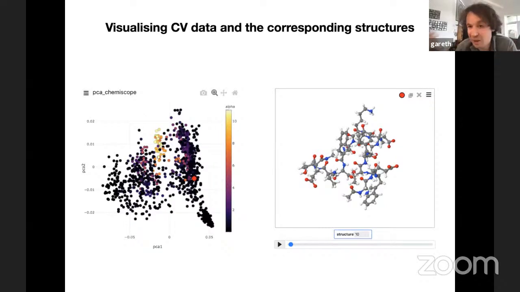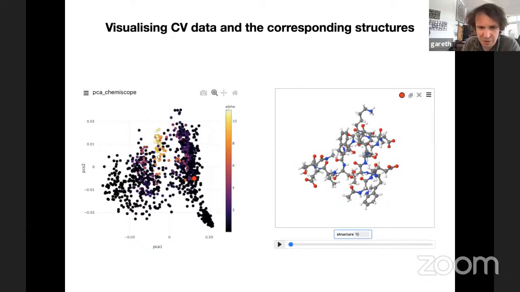Everything's within a web browser, so you don't need to use VMD or anything. Once you've got this Chemiscope representation, you just load it onto a server, and then you can visualize your CVs, where these configurations are projected in CV space. So that's quite a nice little tool that you can use. Those are a couple of nice tools to understand the CVs that you're working on and thinking about using.